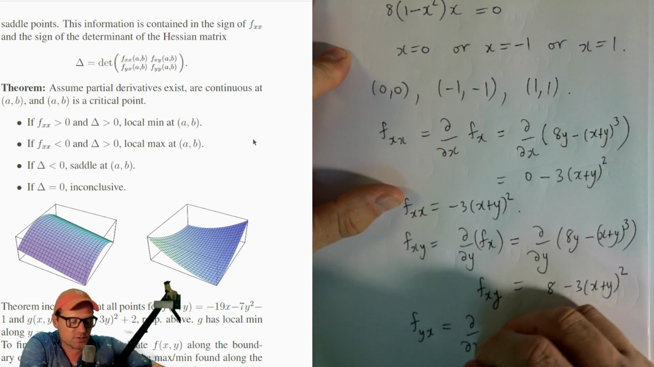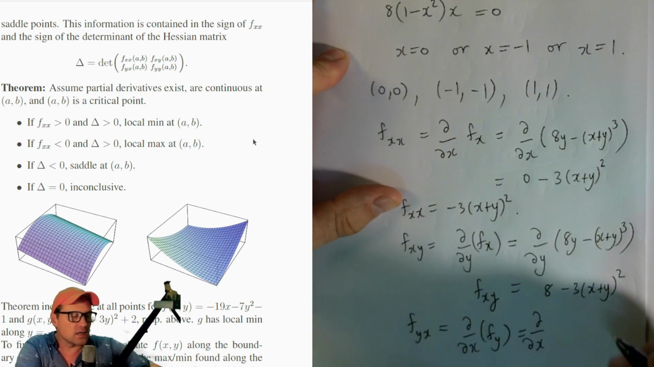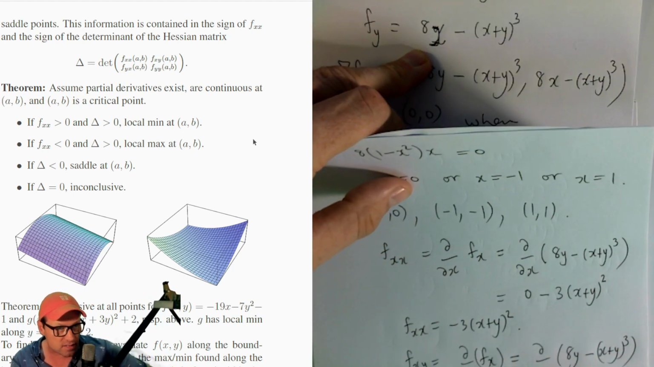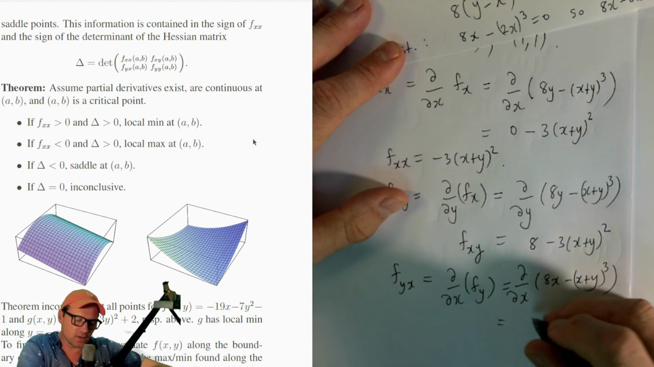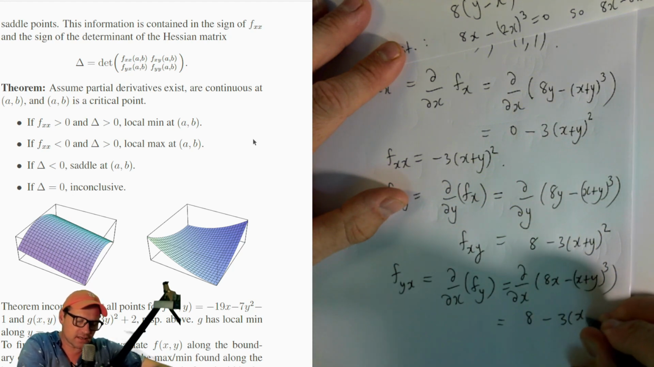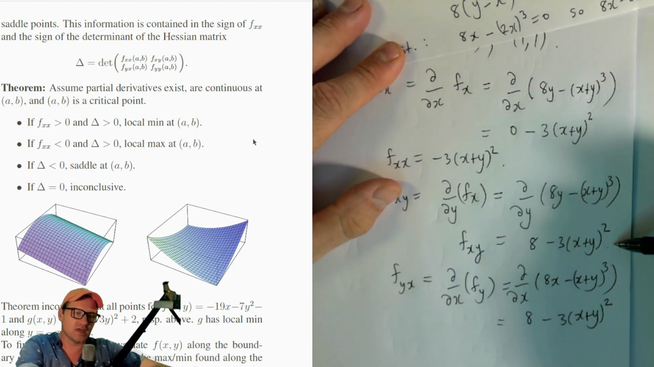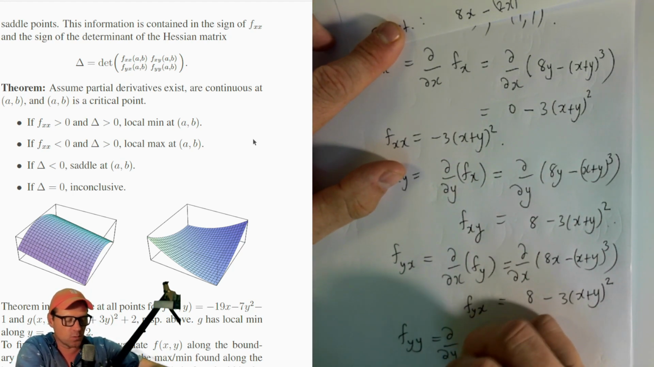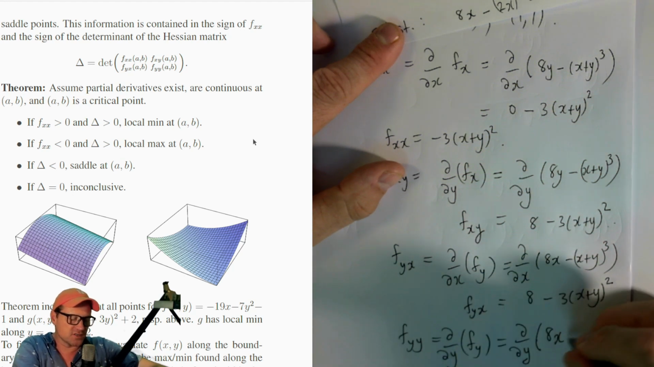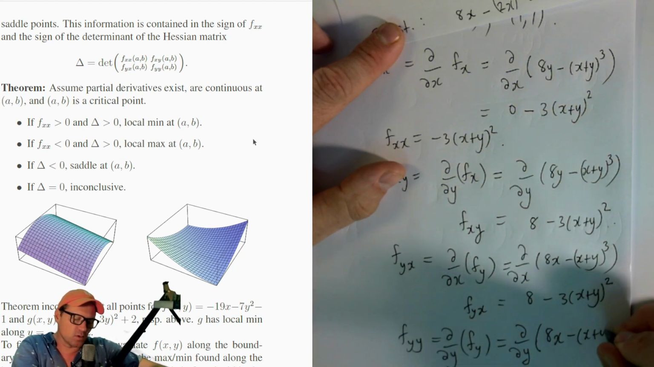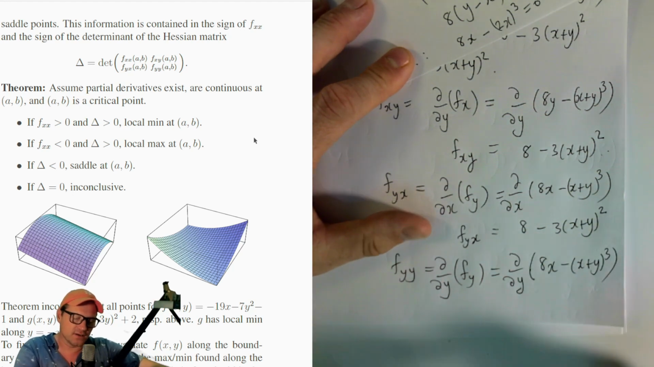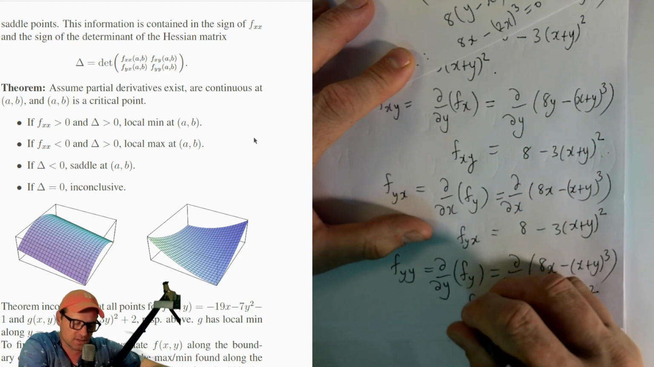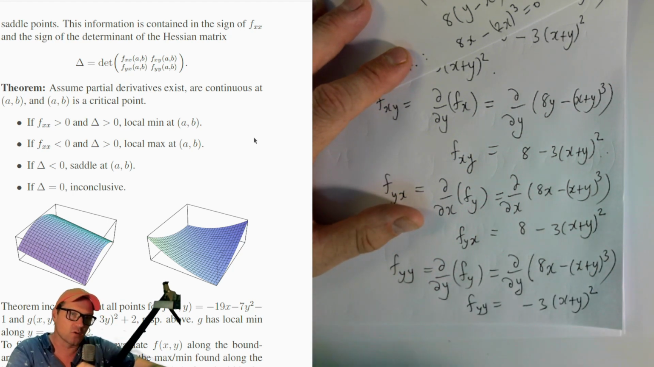So we have the derivative with respect to x of fy, and fy we previously calculated to be 8x minus (x + y)^3. Okay, and so we get 8 minus 3(x + y)^2, which is what we have here. And then finally, we need fyy. So this is the derivative with respect to y partially of fy. We're differentiating 8x minus (x + y)^3. So for this part, we have 0. Then for this, we have minus 3(x + y)^2. And this is fyy.